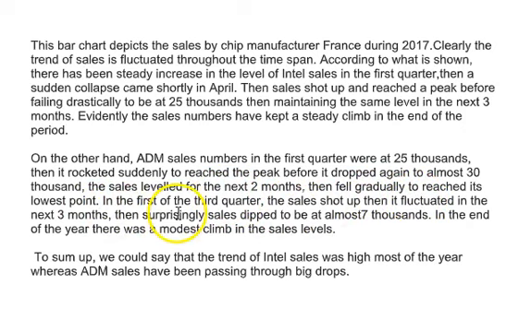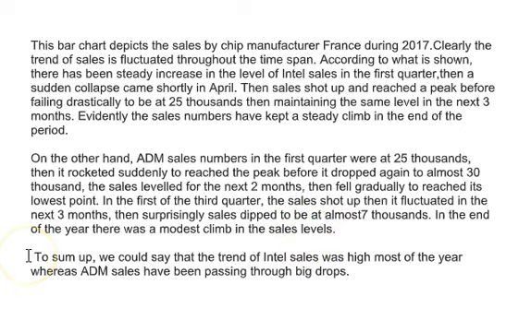Then, surprisingly, sales dipped to almost 7,000. Same idea with 1,000 as the previous two. At the end of the year, there was a modest climb in sales levels. So maybe here, a modest increase or a modest rise in sales levels. Well done. Good. Like I said, a really detailed analysis, which is great to see.